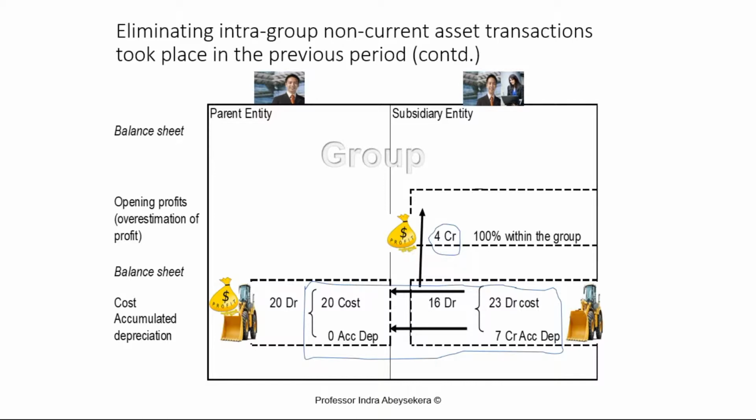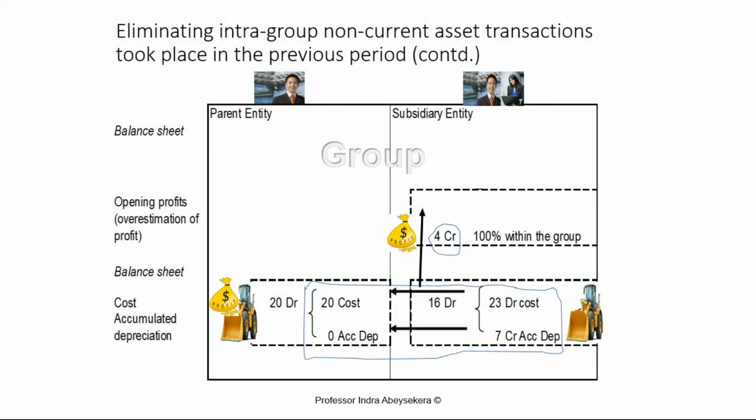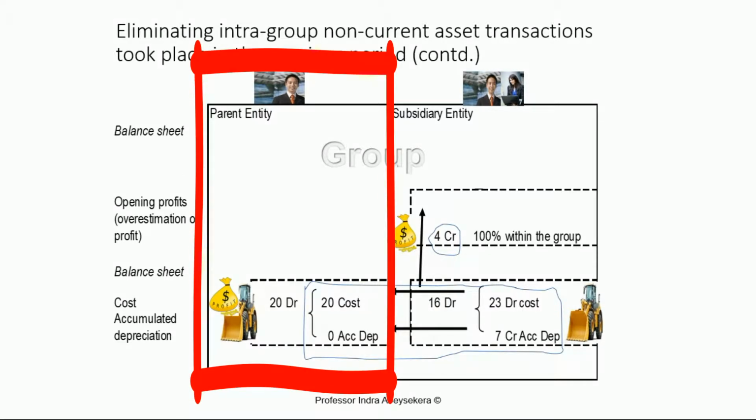If you look at this graphically, the cost of the asset is $23 million and accumulated depreciation is $7 million, giving rise to a carrying value of $16 million. This asset was sold by the subsidiary with a gain of $4 million, where the parent bought it and recorded it as 20 million. So the 20 million includes the gain that the subsidiary made, which is 4 million. At the date of acquisition of this asset by the parent, it is a new acquisition, and the accumulated depreciation is zero.